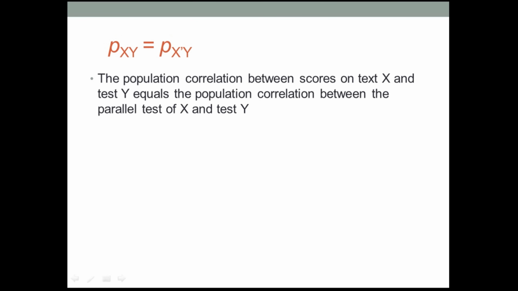Here's yet another. The population correlation between scores on test x and test y equals the population correlation between the parallel test of x and y. So if we have a test x, and let's say it's a test of extroversion, and it predicts risk-taking with a correlation of 0.3, and then we substitute for our test of extroversion a test of extroversion prime, that is parallel to the test x, that's also going to correlate 0.3 with risk-taking, so long as x and x prime are parallel.